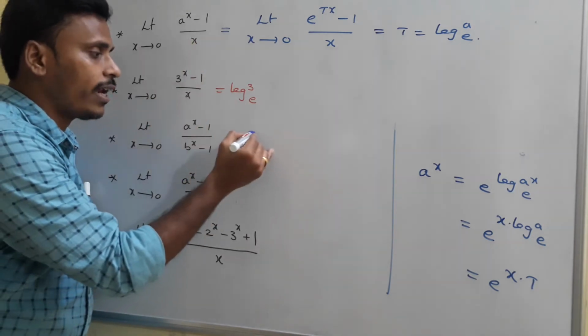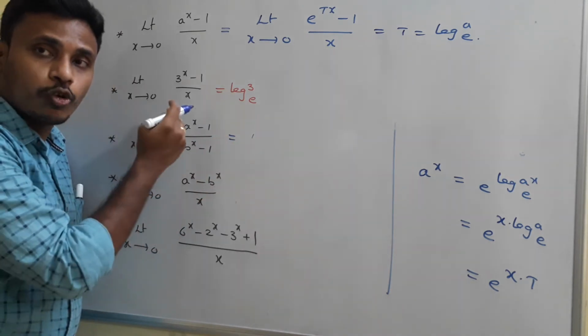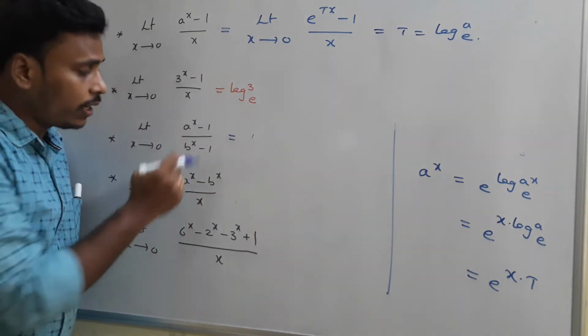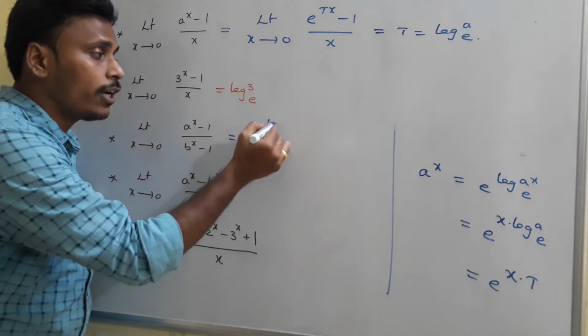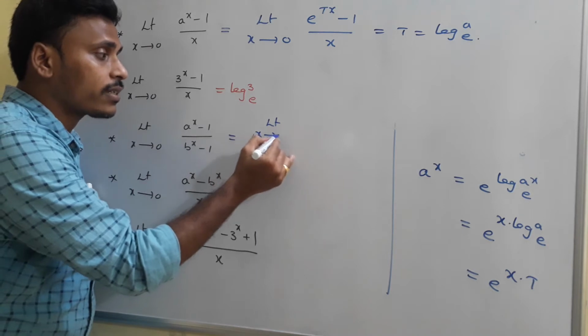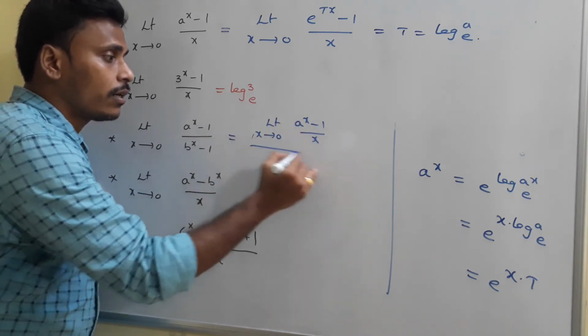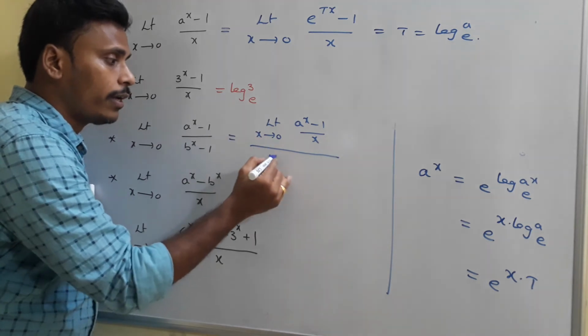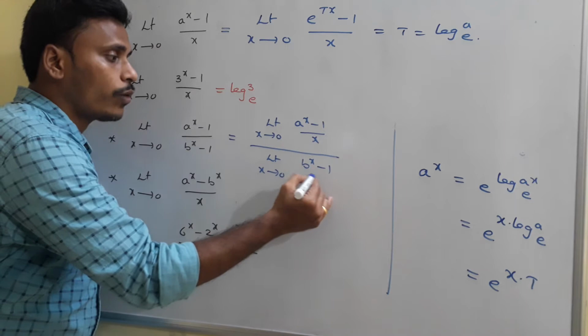So you just rewrite it. Split, distribute this limit for numerator and denominator, and also divide the numerator and denominator by x. Then it becomes like this: the limit as x tends to 0 of (a^x - 1)/x divided by the limit as x tends to 0 of (b^x - 1)/x.